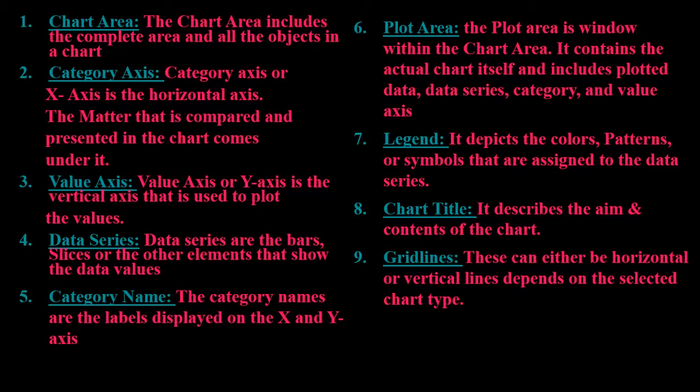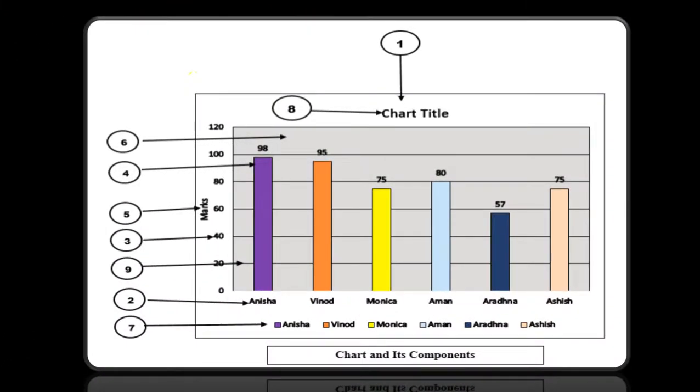So data series are the bars, slices or other elements that show the data values. Clear everyone? So data series means what? The vertical bar or a series. You can see here are bars, rectangle-type bars, which show you the elements of the data values. Clear that this student has this many marks, 98. So it creates one kind of bar. So what do we call it? Data series. Now let's move to number 5.